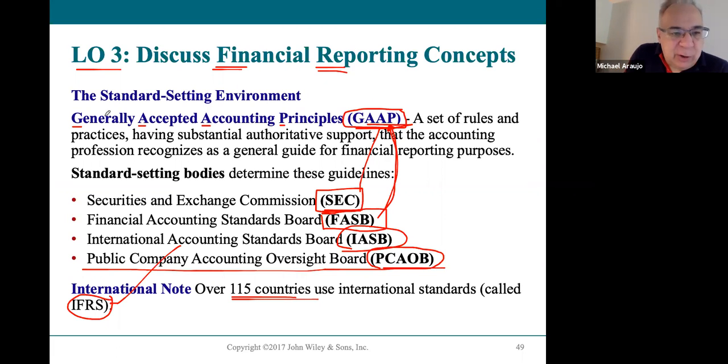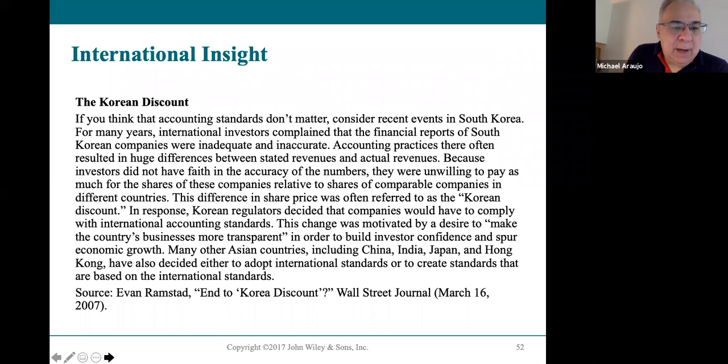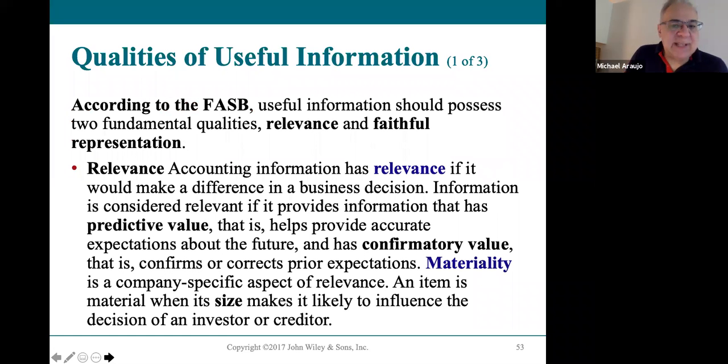So that's the general overview. Again, the most important thing is GAAP. You have to know what that is. And GAAP, like I said, is set mostly by the Financial Accounting Standards Board with input from the SEC. Okay. A couple of little types of things that your book mentions that are important.